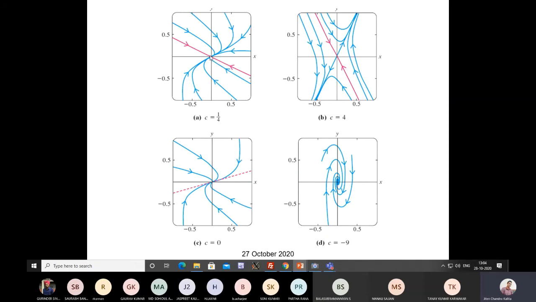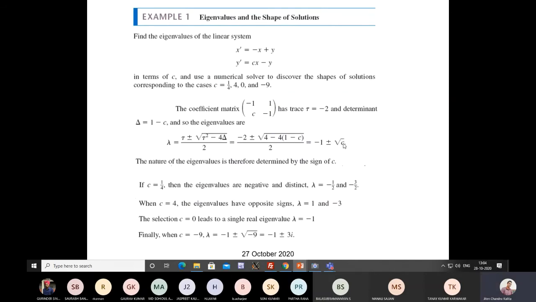In that case, the critical point, the origin, that is nothing but 0, 0. Let me tell you in advance, this is going to be called a node.